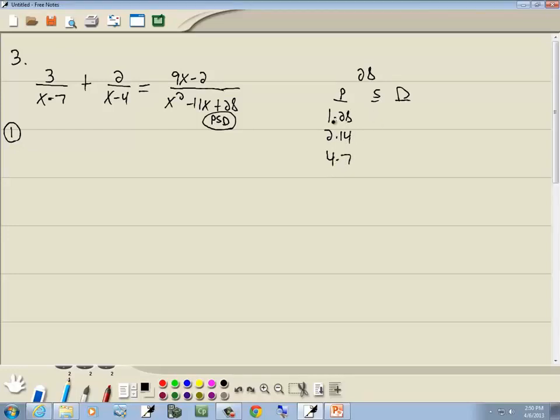In the S column, we add them together. 1 plus 28 is 29. 2 plus 14 is 16. 4 plus 7 is 11. Difference column, we'll subtract them, smaller from larger. 28 minus 1 is 27. 14 minus 2 is 12. 7 minus 4 is 3. Now the number we're looking for is the number in our middle term, which is 11, which is right there, so we'll use 4 and 7.